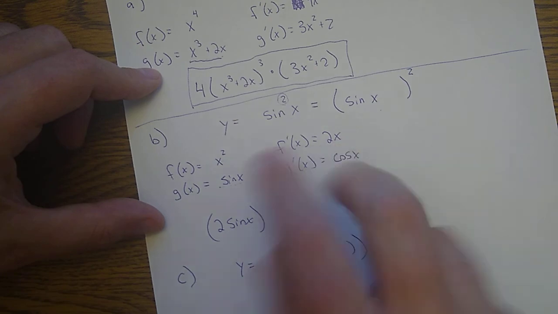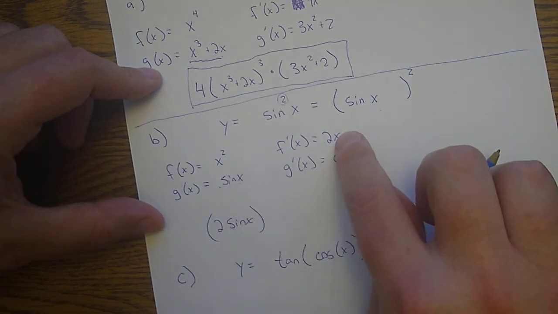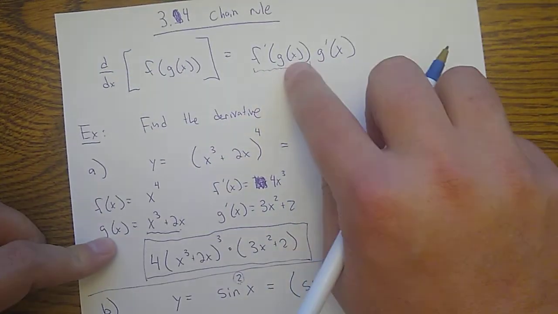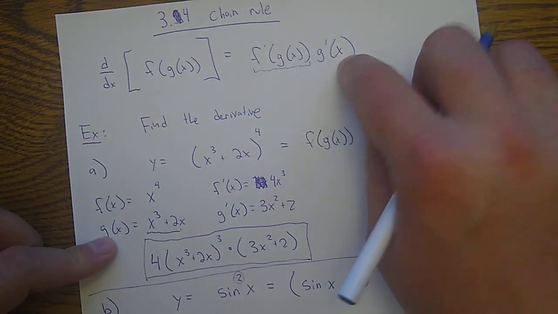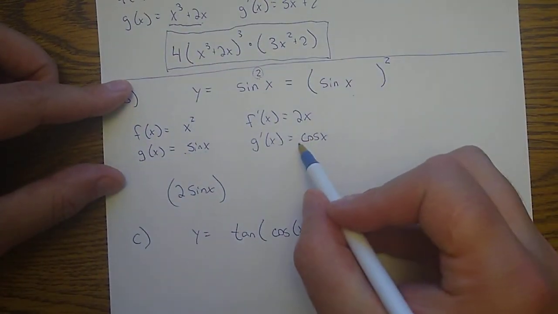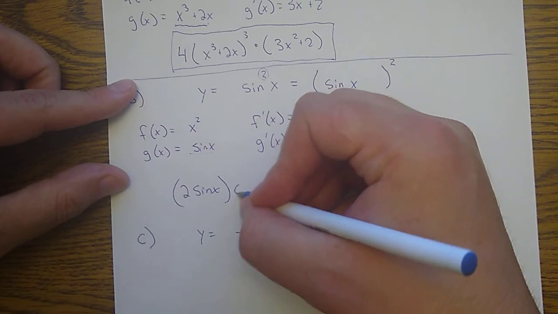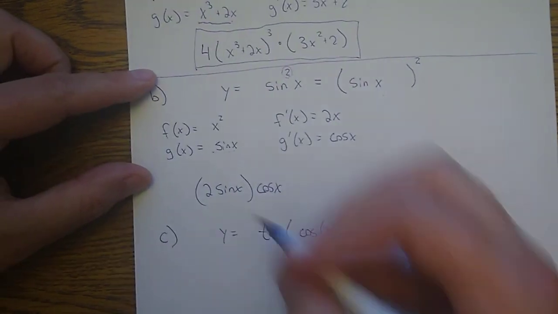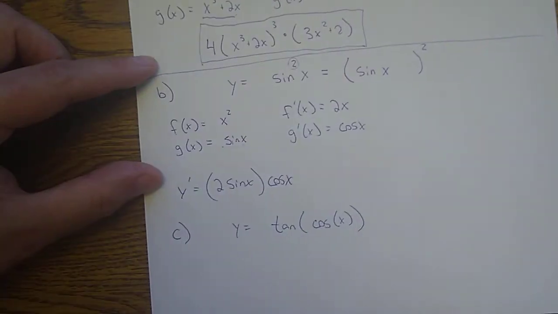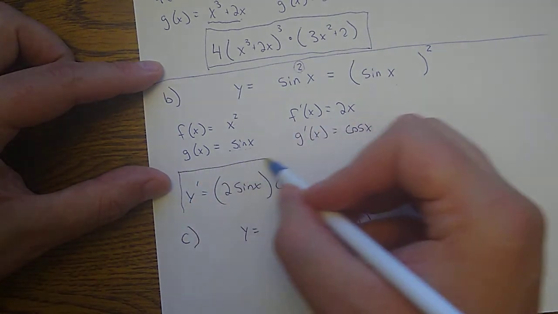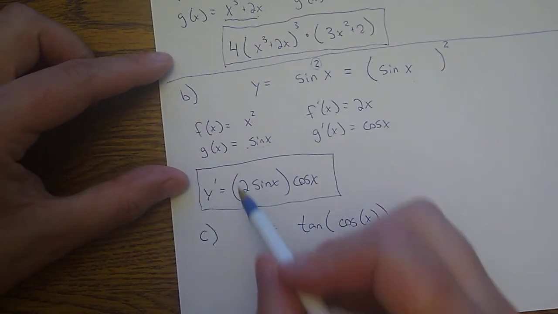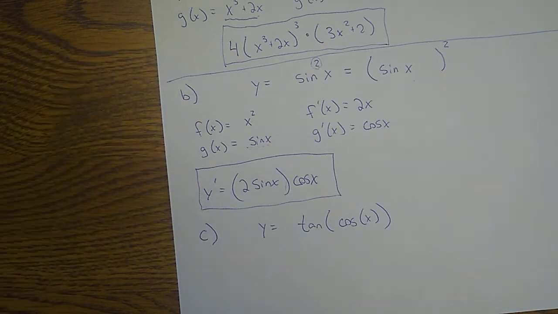So that would give me 2 sine x, because I'm plugging this in here. So that's f prime of g of x, and I just need to multiply that by g prime of x, so I'm just going to take this and copy it down here. And that's it. That's the derivative. These parentheses aren't necessary, but whatever.